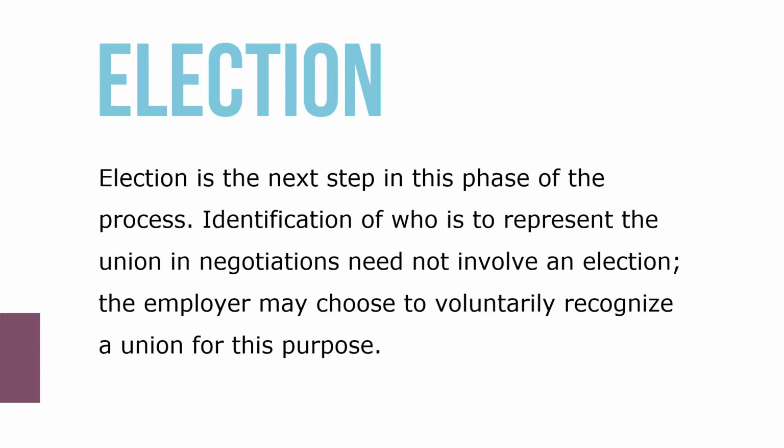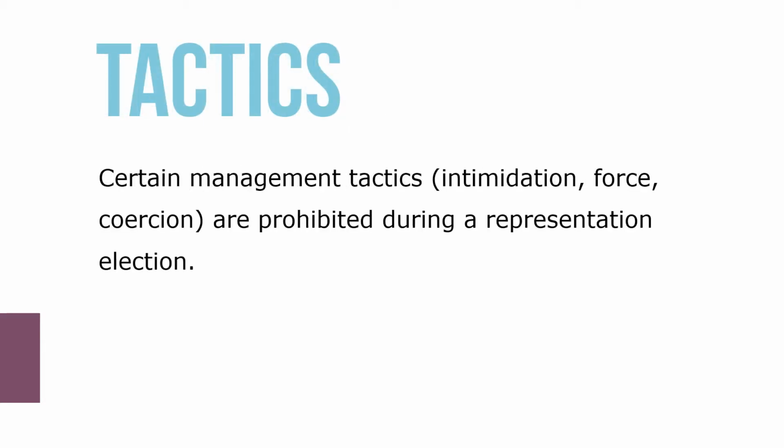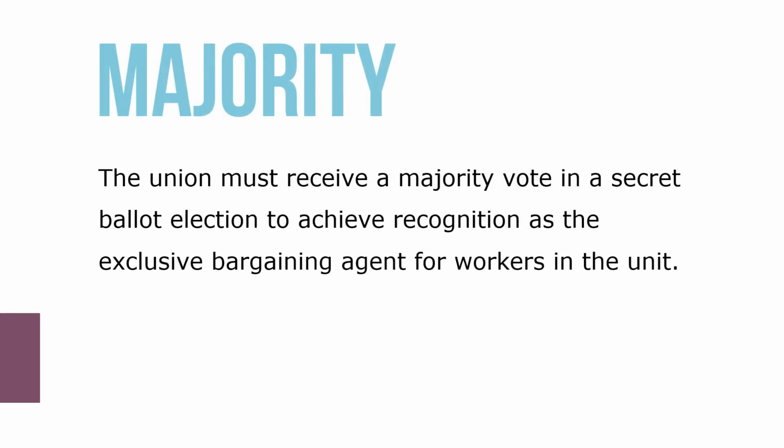The employer may choose to voluntarily recognize a union for this purpose. More typically, a representation election is held. Certain management tactics, intimidation, force, and coercion are prohibited during a representation election. The union must receive a majority vote in a secret ballot election to achieve recognition as the exclusive bargaining agent for workers in the union.